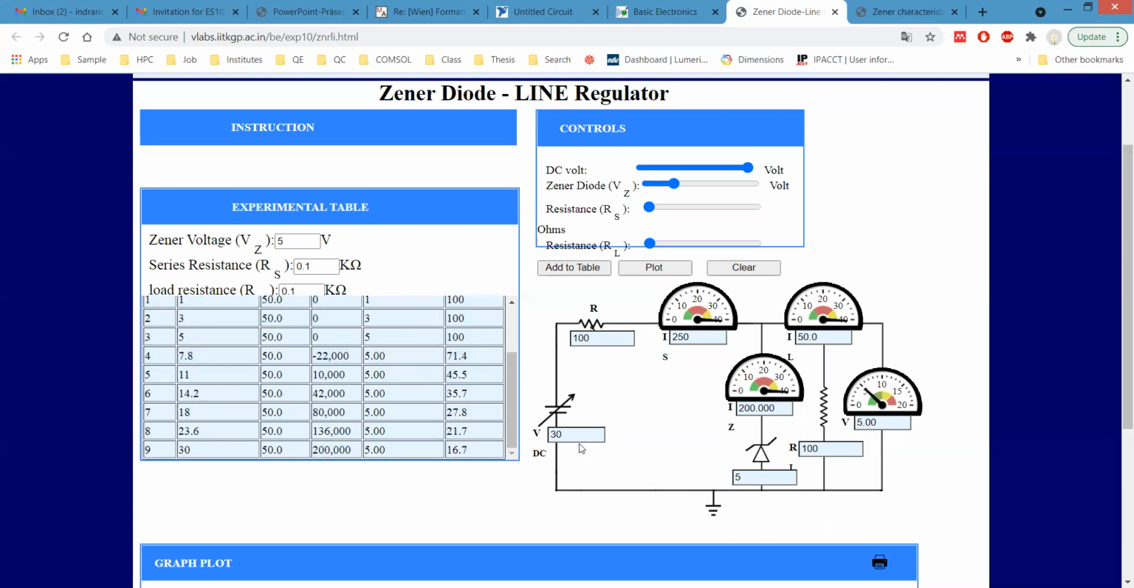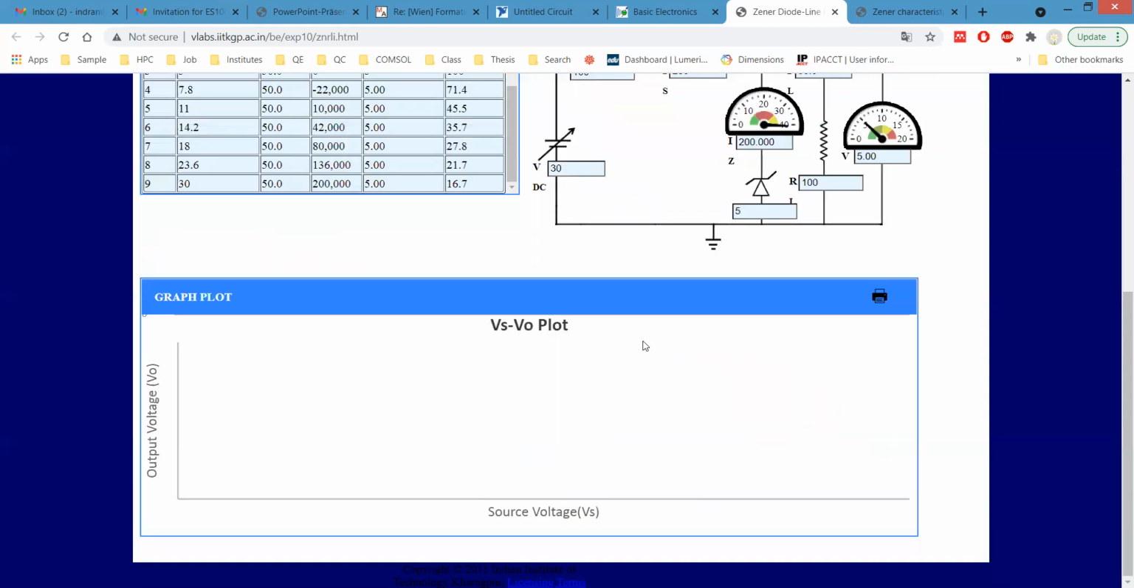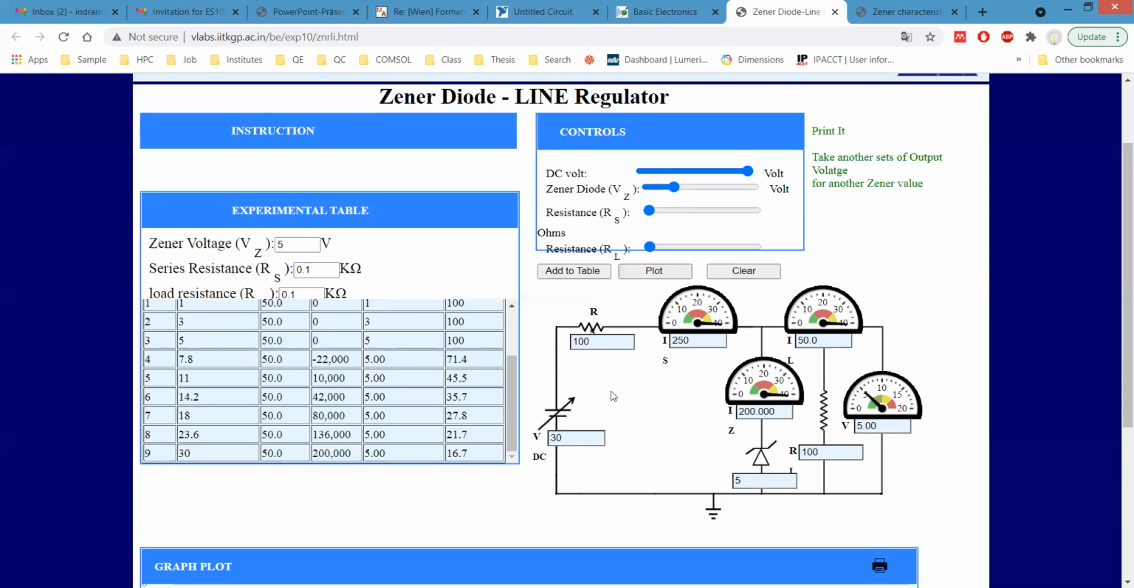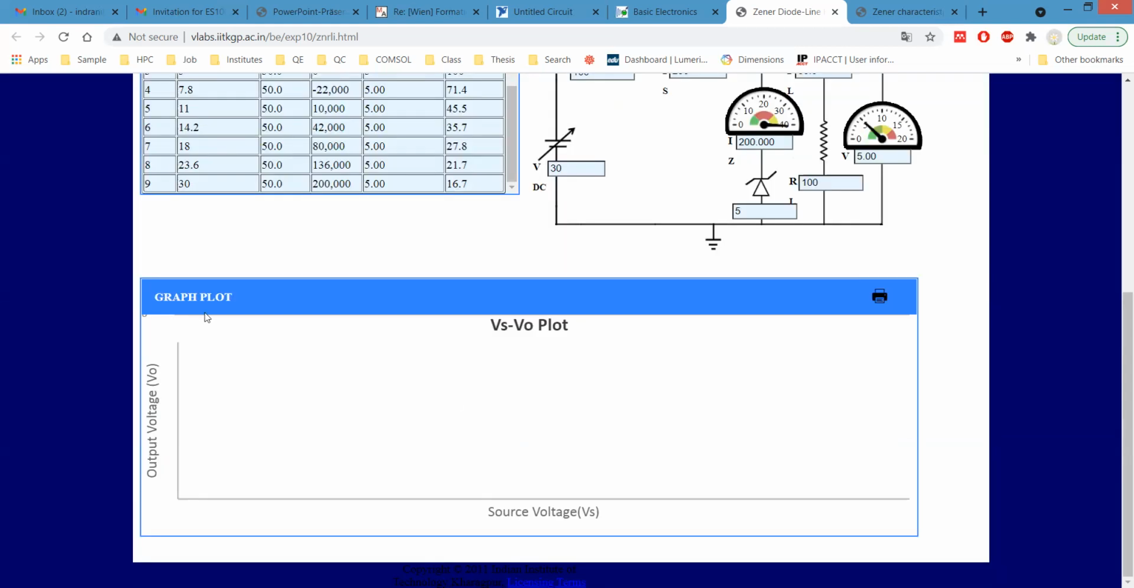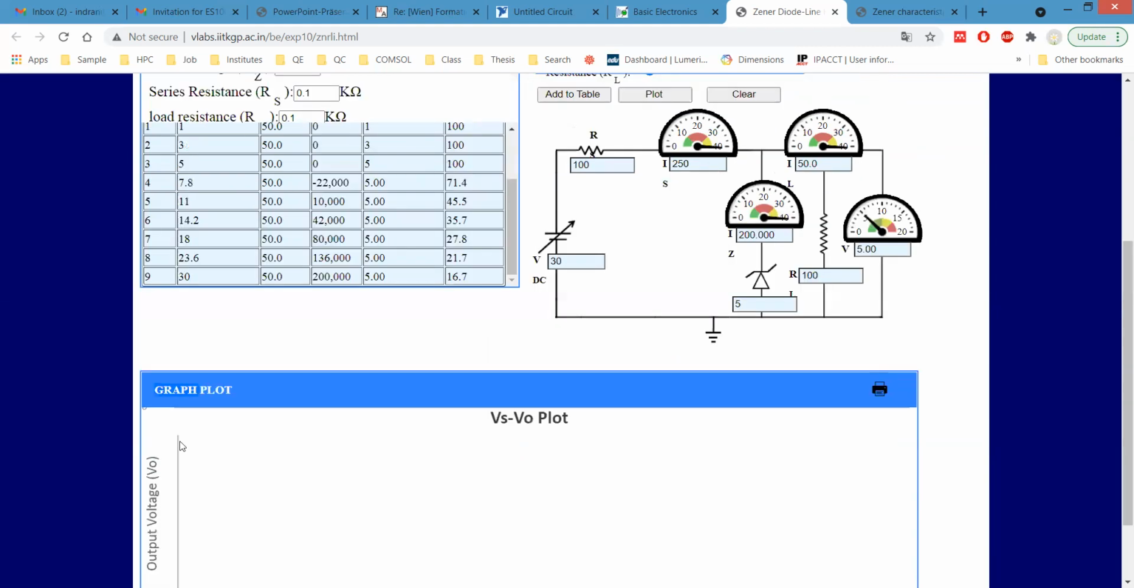Now we are going to plot it. Let's plot it. Why is it not showing? It should be. Okay, I don't know why it is not showing.